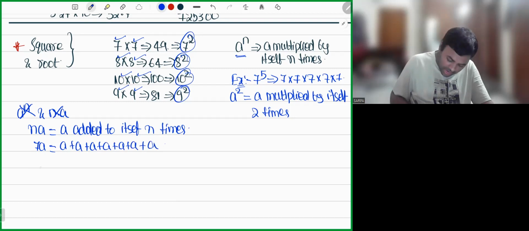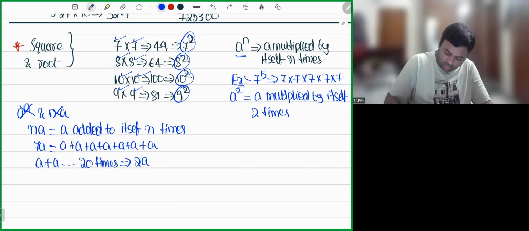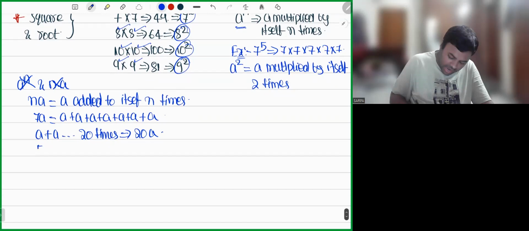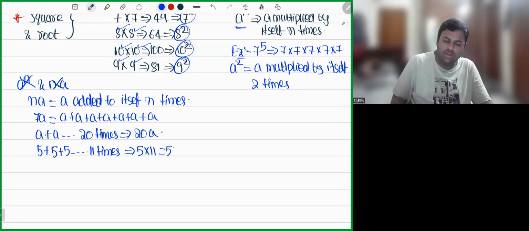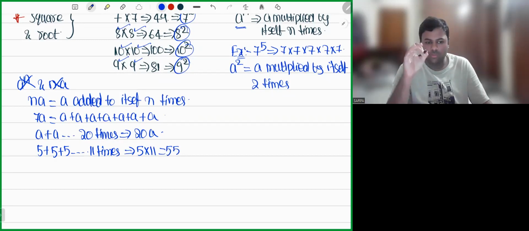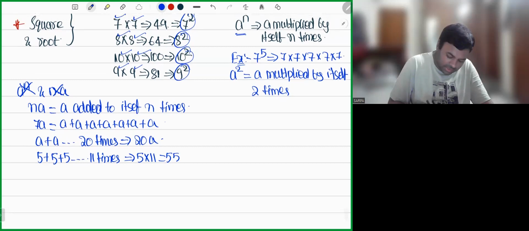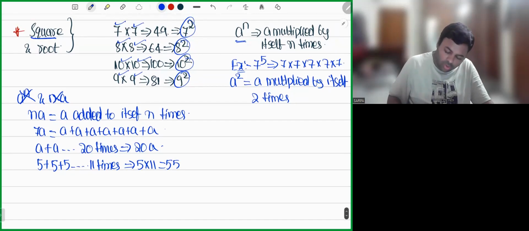Okay. If a is added to itself 20 times, how will I write, my dear friends? I'll write it as 20a. Now, if I'm telling 5 is added to itself 11 times, how will I write it? I will write it as 5 into 11, which is equal to 55. Okay. So I hope these points are clear. Square concept is clear.